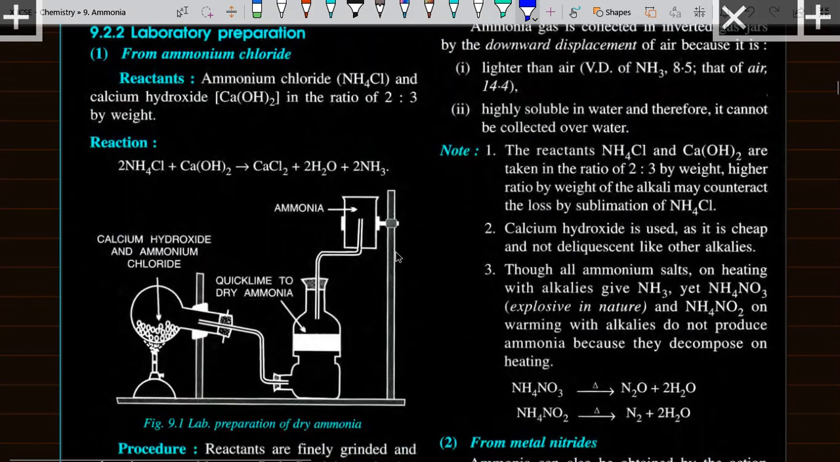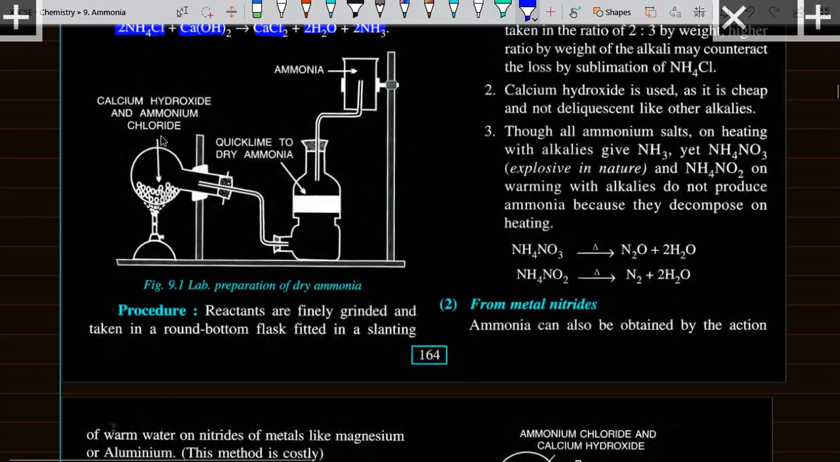Laboratory preparation from ammonium chloride. So we'll take an example of ammonium chloride, NH4Cl, and calcium hydroxide alkali in the ratio 2:3 by weight to form ammonia. So we have ammonium chloride reacts with calcium hydroxide, gives calcium chloride plus water plus ammonia. Calcium hydroxide and ammonium chloride react within this round bottom flask. They produce ammonia which is passed through a tower of quicklime to dry it out, and we get dry ammonia by downward displacement of air.